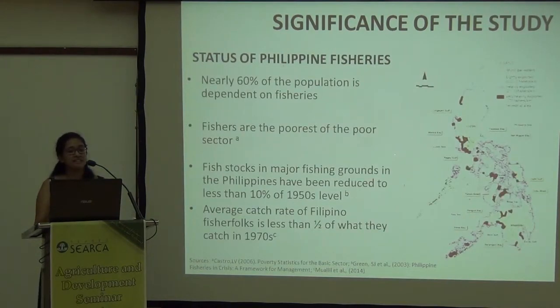And of course, because fisheries is one of the very important sectors in our country, nearly 60% of the population is dependent on fisheries, especially those living in the coastal communities. And as of 2006, the poverty ranks figured out that the fishers are the poorest of the poor sector. And when we compare the historical fish catch, they have found out that the average catch of Filipino fisherfolk is less than one half of what they could catch in the 1970s.